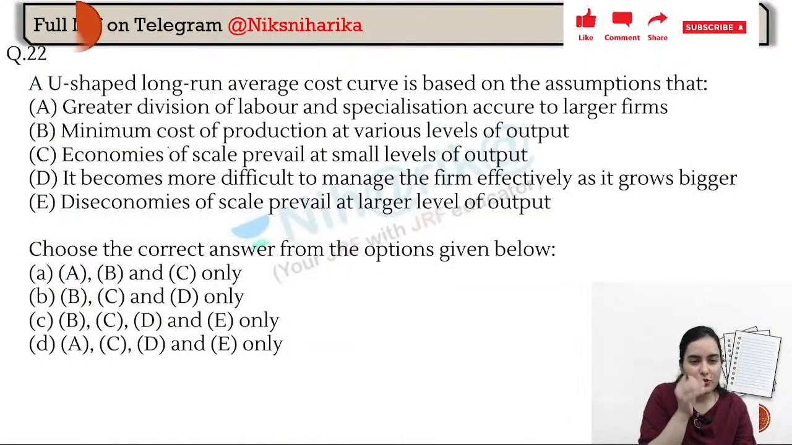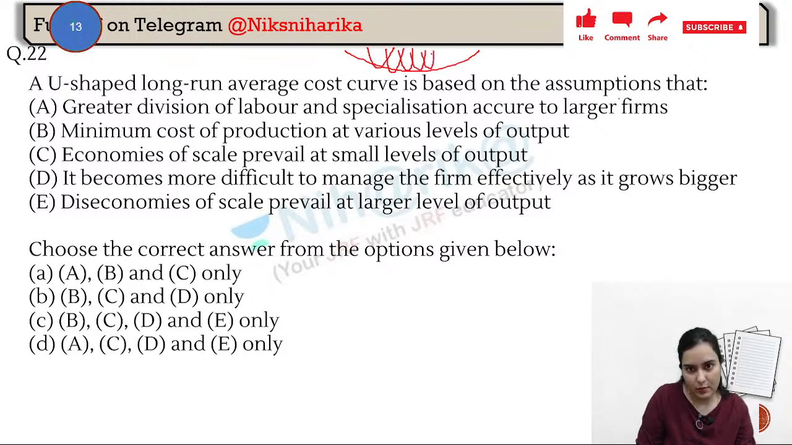Now, the U-shaped long run average cost curve is based on the assumption that the planning curve, the envelope curve, like how we have done, and these are the short run curves that I'm drawing for your help. This will help you to give the answer.